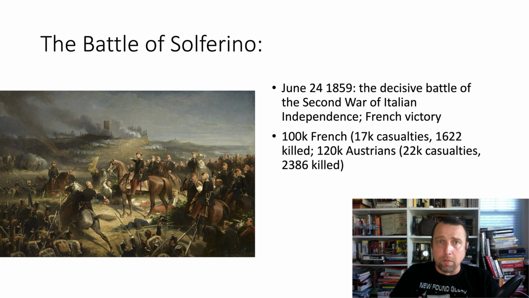Now, this war, the Second War of Italian Independence, was incredibly short. It consisted of only two battles, essentially. The Battle of Magenta on June 4th, 1859, and the Battle of Solferino, about 3 weeks later on June 28th. Solferino was the decisive battle of this war, a French victory that put the Austrians to flight and set the stage for the unification of northern Italy.